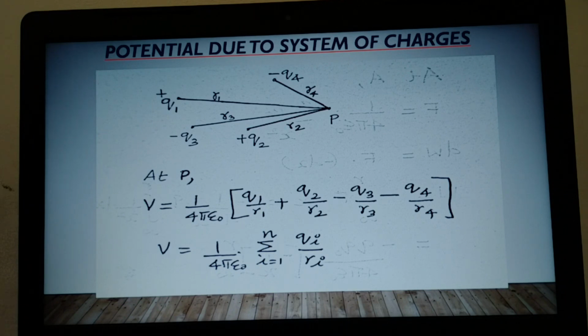So this is a simple expression to find the potential due to a system of charges. Again, it is your superposition principle. Electric force, electric field intensity and electric potential all obey the superposition principle. This is potential due to a system of charges. In general, total potential is equal to 1 by 4 pi epsilon 0 sigma i varies from 1 to n, Qi divided by Ri. Remember, while taking Q, you have to take into account their nature also.